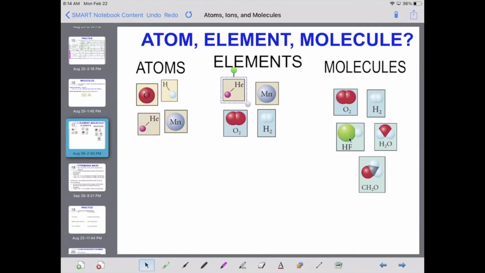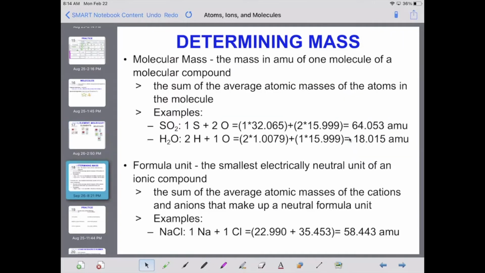One of my favorite things to do is to determine the molecular mass of a compound or of a molecule. So if we have 2 or more atoms held together with bonds, we can actually add up the atomic masses of each of those atoms, pull it together, and then we get what's called molecular mass. This molecular mass is the sum of the average atomic masses. And remember, the average atomic masses are what we're going to see on the periodic table.